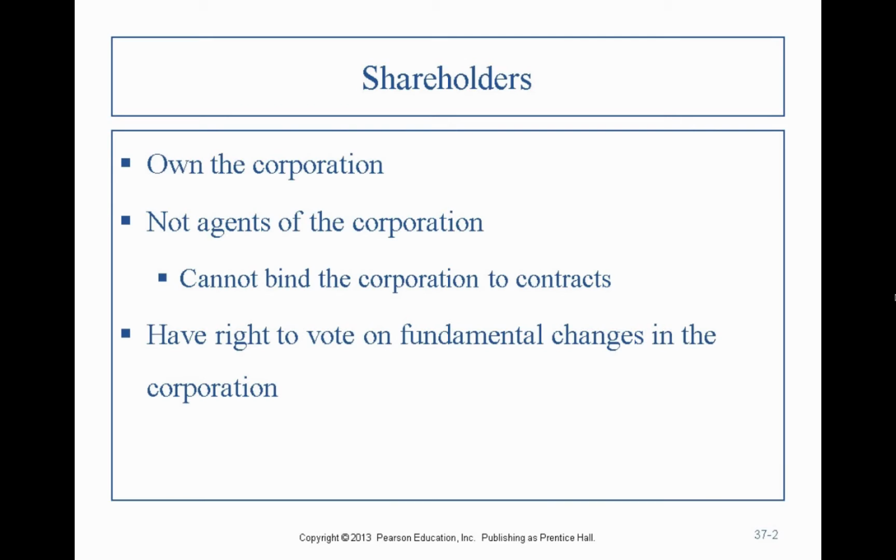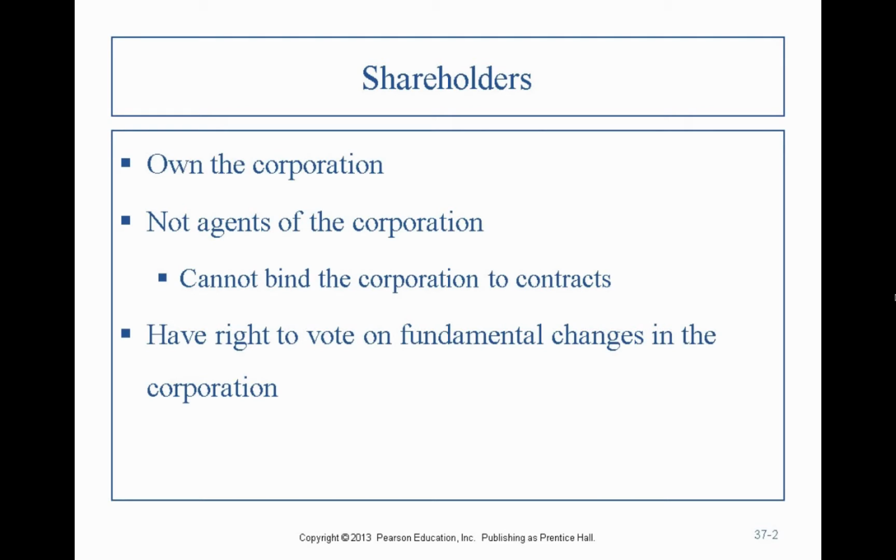3 big groups, if you will, within a corporation: board of directors, shareholders, and corporate officers, right? So that's what this chapter is about, understanding how they fit into the corporate structure. This is a chapter on corporate governance, right?